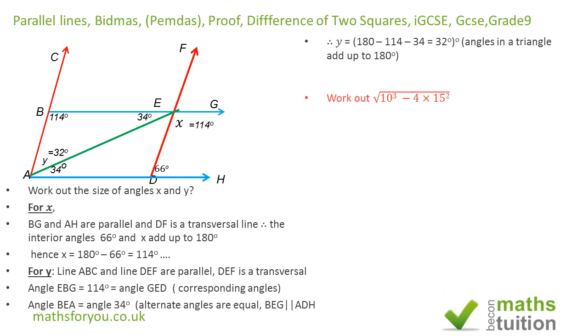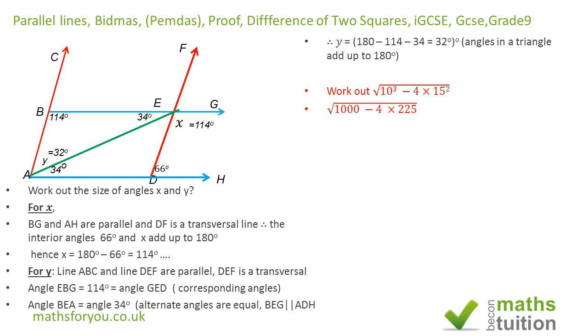Now for the next question, it says work out the square root of 10 cubed minus 4 times 15 squared. Because we got indices or exponents here, they got precedence over everything else within this bracket there. So we do that first, and 10 cubed is 1000 and 15 squared is 225.